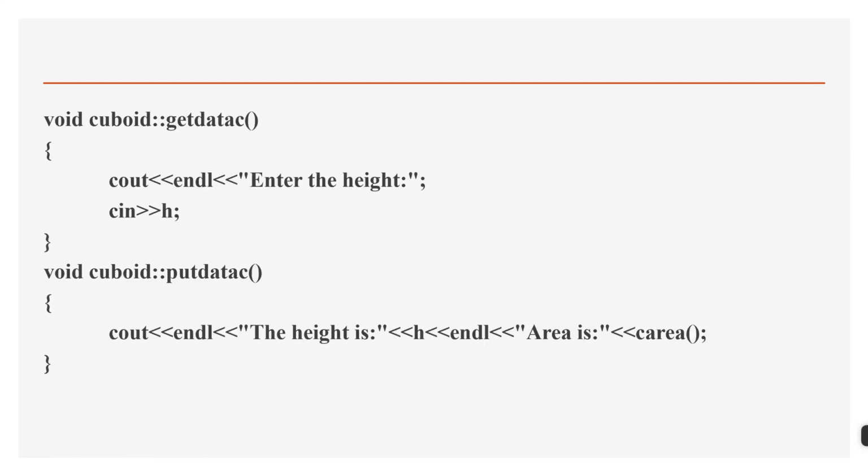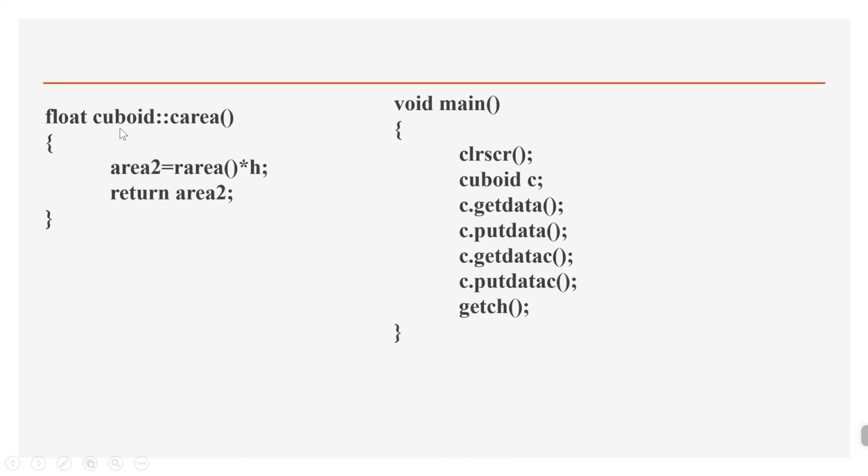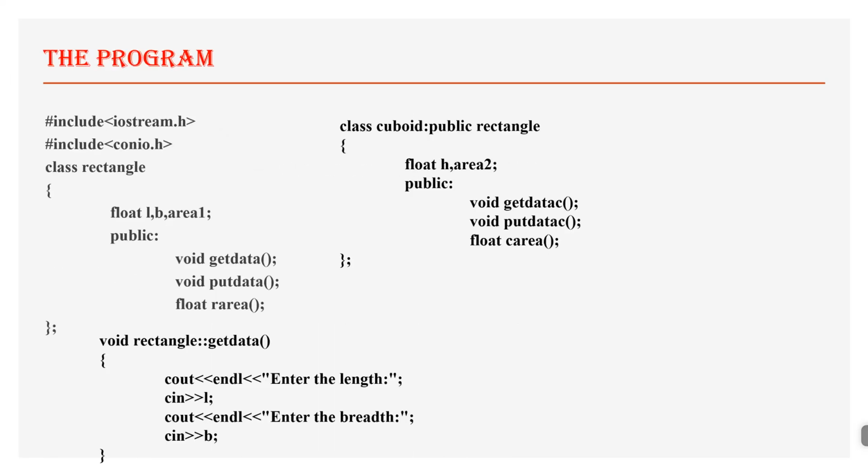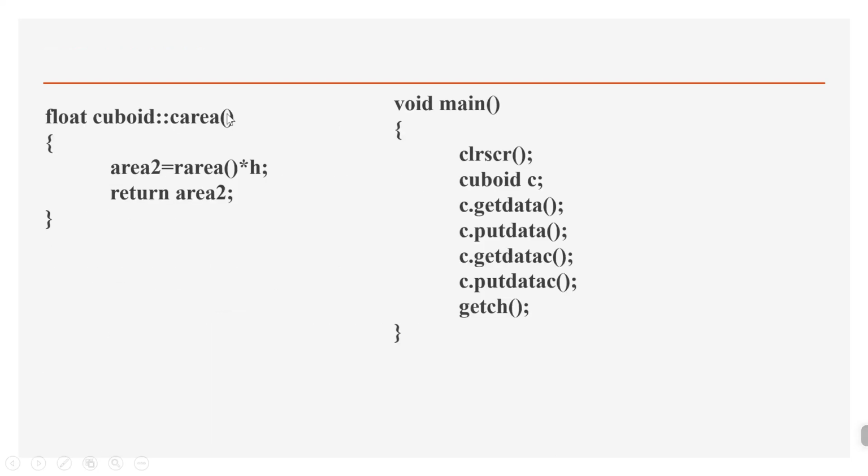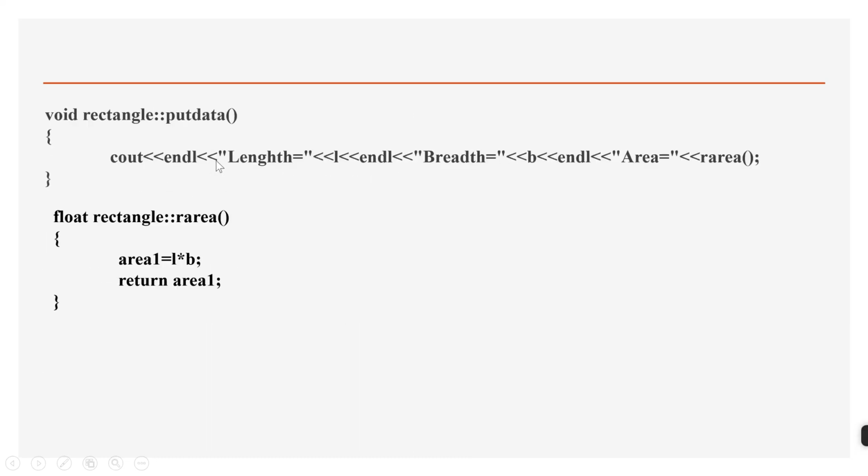Now, who is touching that? Here, cuboid C area is touching that. What is cuboid? Cuboid is a derived class. So, now here, R area is a function which is defined in the base class, which is multiplied by h. H is a private member of the cuboid. So, now this is multiplied with the function R area. R area is this function to execute, which is a function defined in the base class.